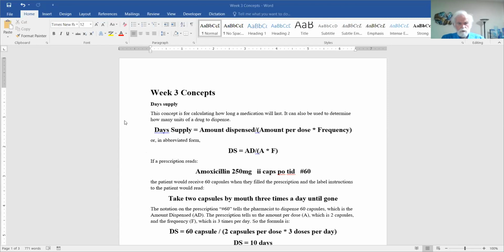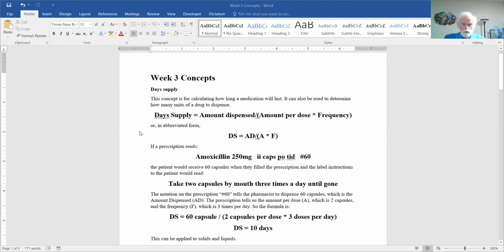So in this particular case, I started with days supply. That's fairly simple. It's exactly what we've looked at here. The days supply is the amount dispensed divided by the product of amount per dose and frequency. And the abbreviated form is listed here.